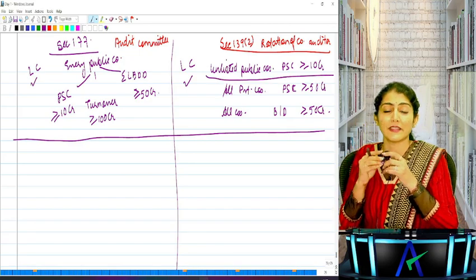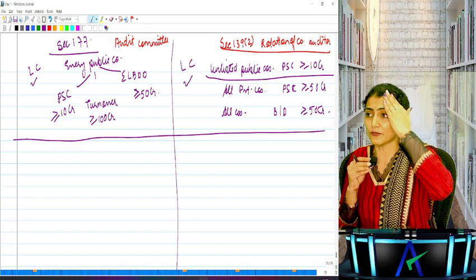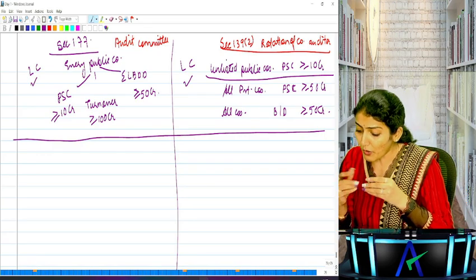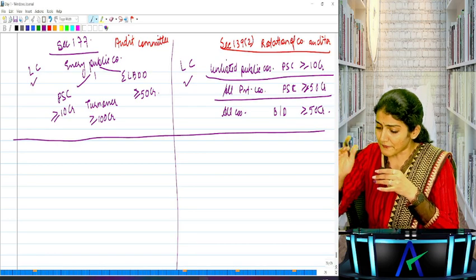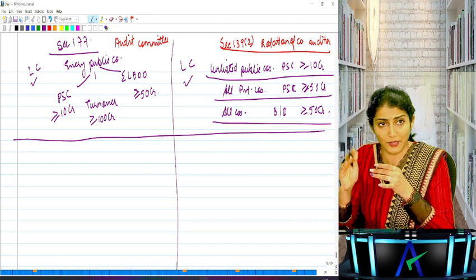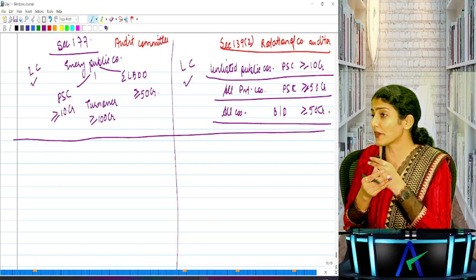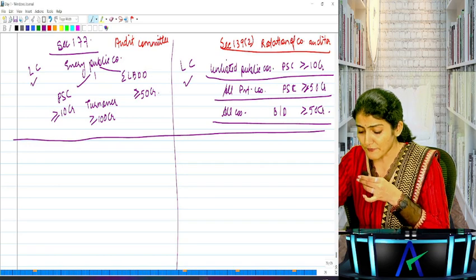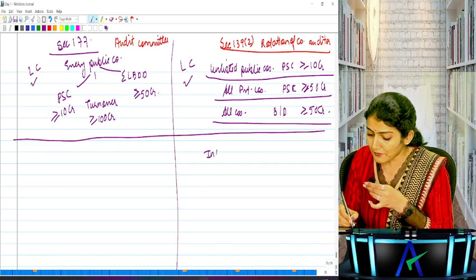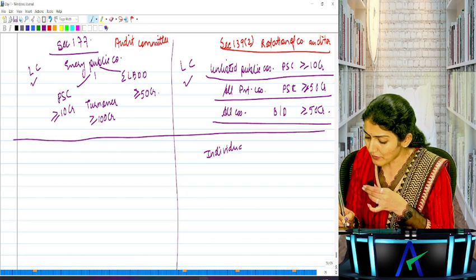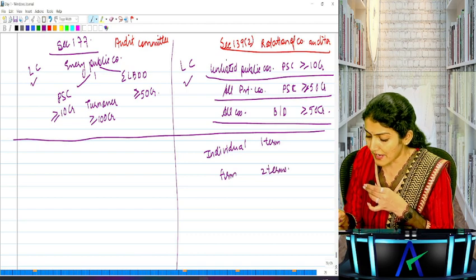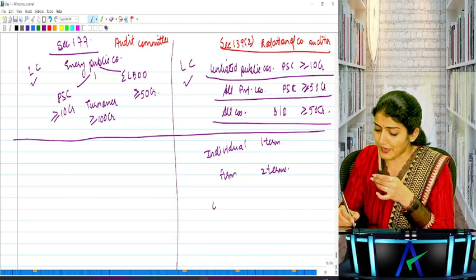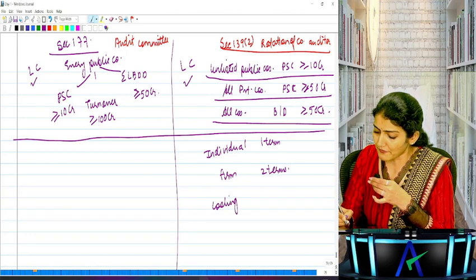Unlisted public companies having paid up share capital of more than or equal to 10 crore. All private companies having paid up share capital of more than or equal to 50 crore. All companies, private, public, all put together, having borrowings or deposits of more than or equal to 50 crore cannot appoint an individual for more than one term of 5 consecutive years, and cannot appoint a firm for more than 2 terms of 5 consecutive years. After they finish their 1 term or 2 terms, after that there is a cooling period of 5 years, right?